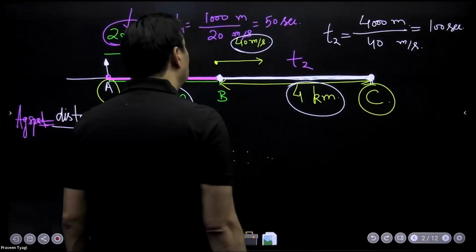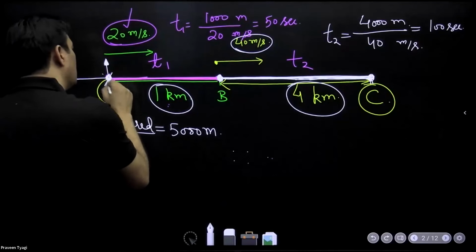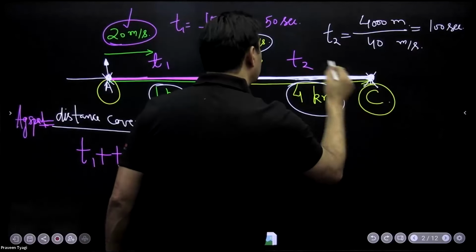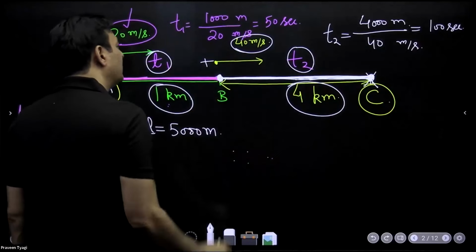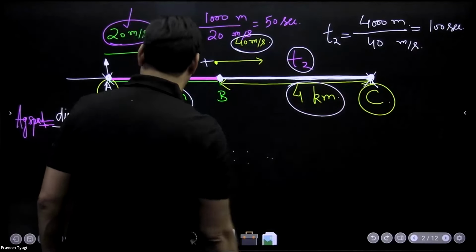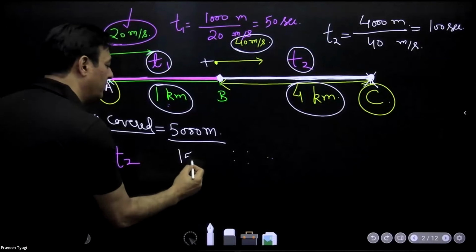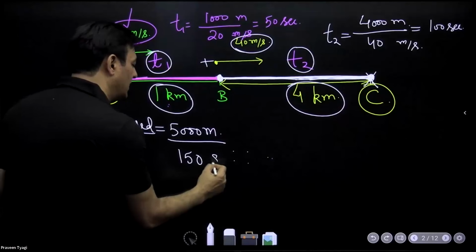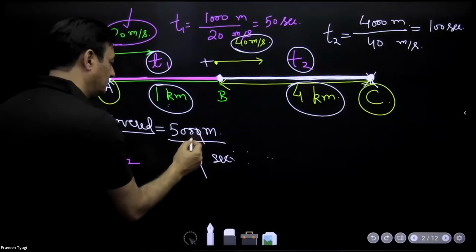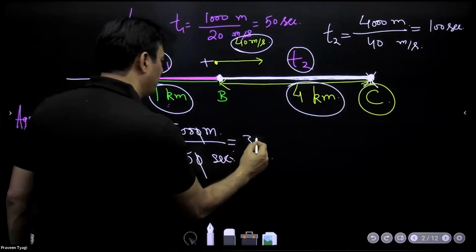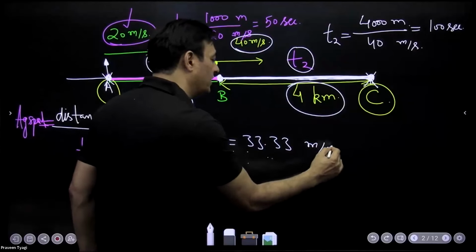Now, the total time I took from A to C is T2 plus T1. And that will be 150 seconds. So my answer should be 5,000 divided by 150 seconds. That should be 33.33 meters per second. Very good.